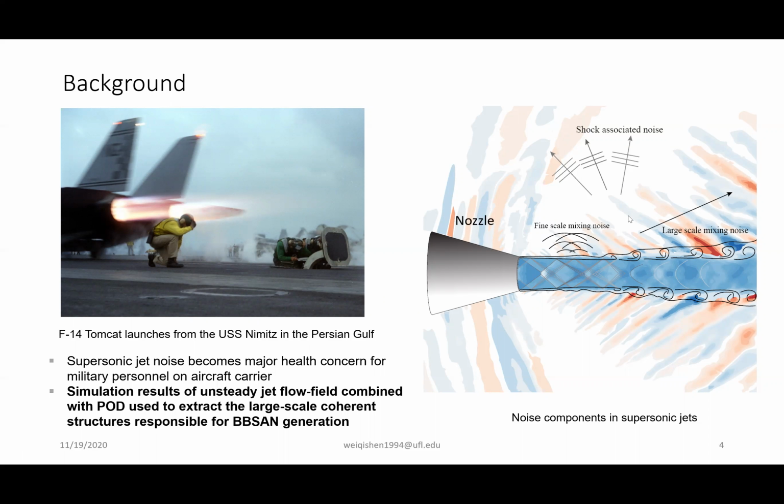In the present work, we focus on the shock-associated noise, which dominates the far-field acoustic field in the sideline and upstream directions. The simulated jet flow field, as well as the proper orthogonal decomposition, are used to extract large-scale coherent structures responsible for the generation of BBSAN.